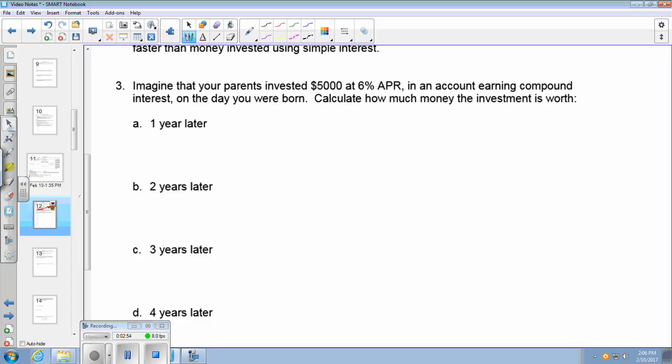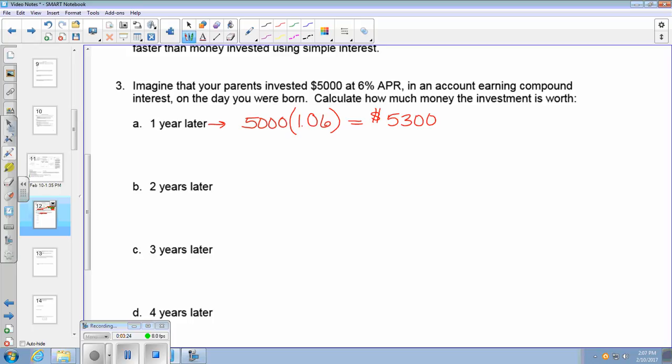So imagine that your parents invested $5,000 at 6% APR, or annual percentage rate, in an account earning compound interest on the day you were born. Calculate how much money the investment is worth 1 year later. Well, 1 year later, you're going to have that original $5,000 times 1.06. So we know it's going to go up, so we're just using our percent increase formula. And grab a calculator so you can verify this. So that's going to give you $5,300 after 1 year.